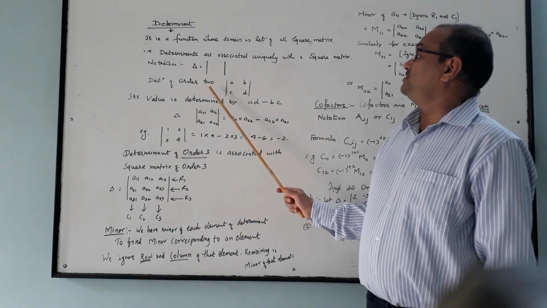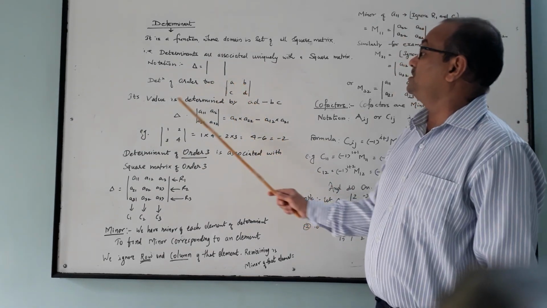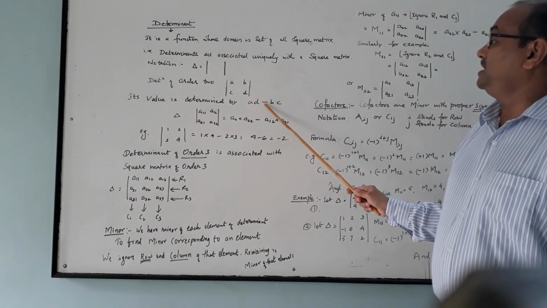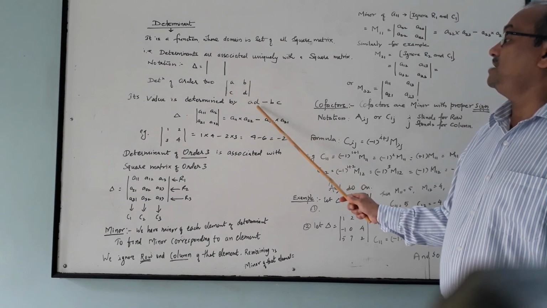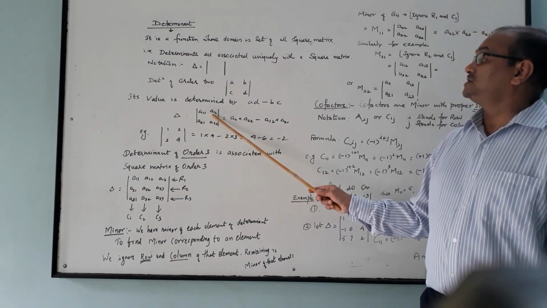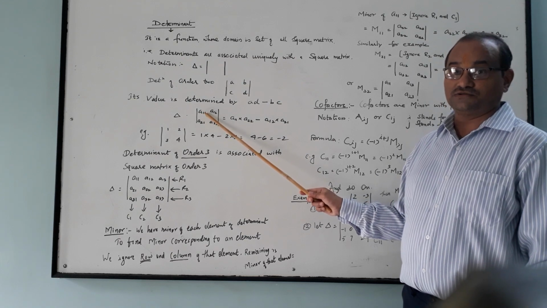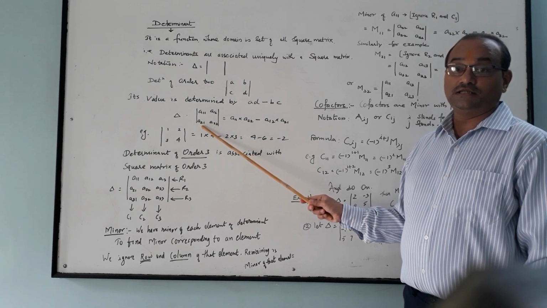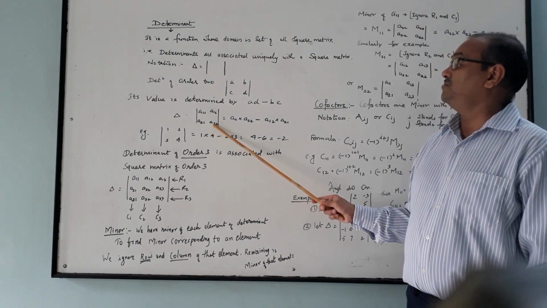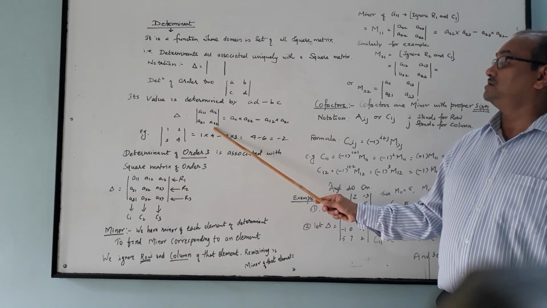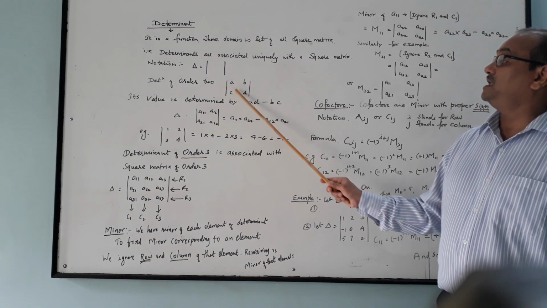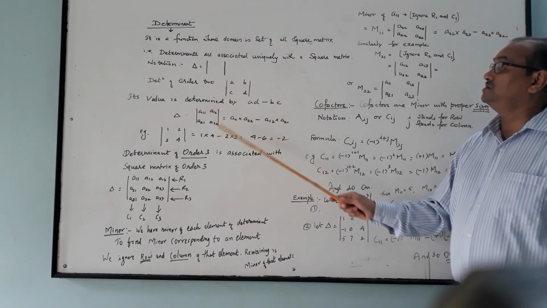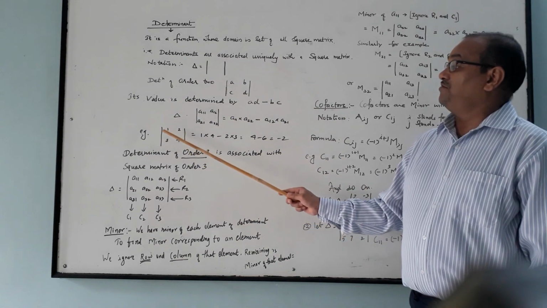The value of a determinant of order 2 is calculated by multiplying A and D minus multiplying B and C: AD minus BC. Or in this notation, A11 means the element of first row and first column, A12 the element of first row and second column, A21 the element of second row first column, and A22 the element of second row second column. Similarly we multiply A11 and A22 minus A12 and A21. An example is also written here.